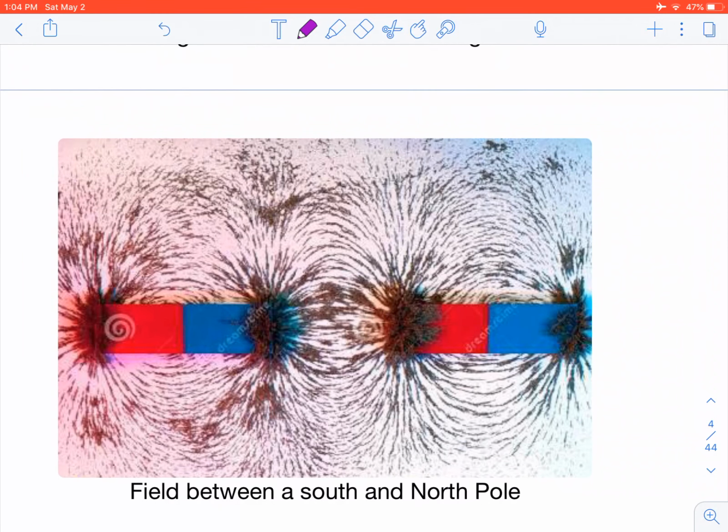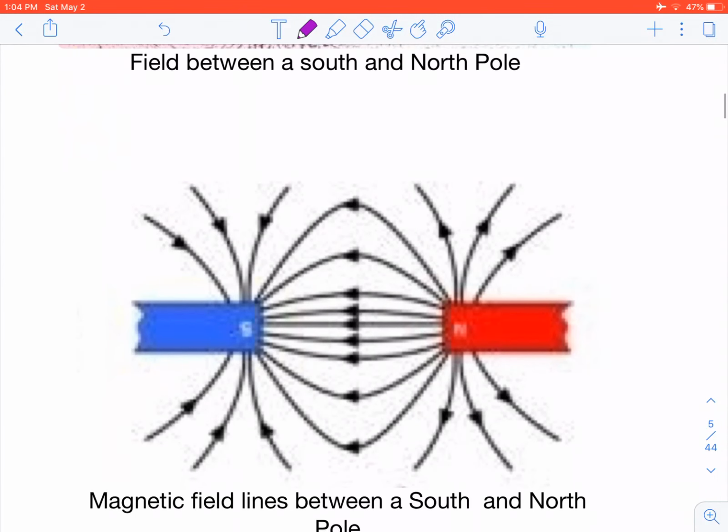Here we have now a field between a south and a north pole. If you look at the pattern again, and we look at this region here, a north and a south pole, and the field lines for that, here we have it.